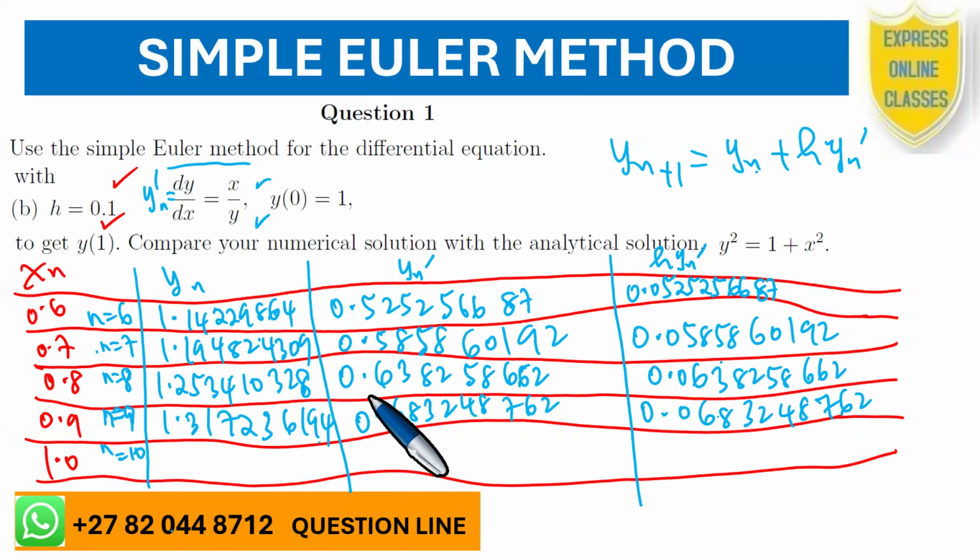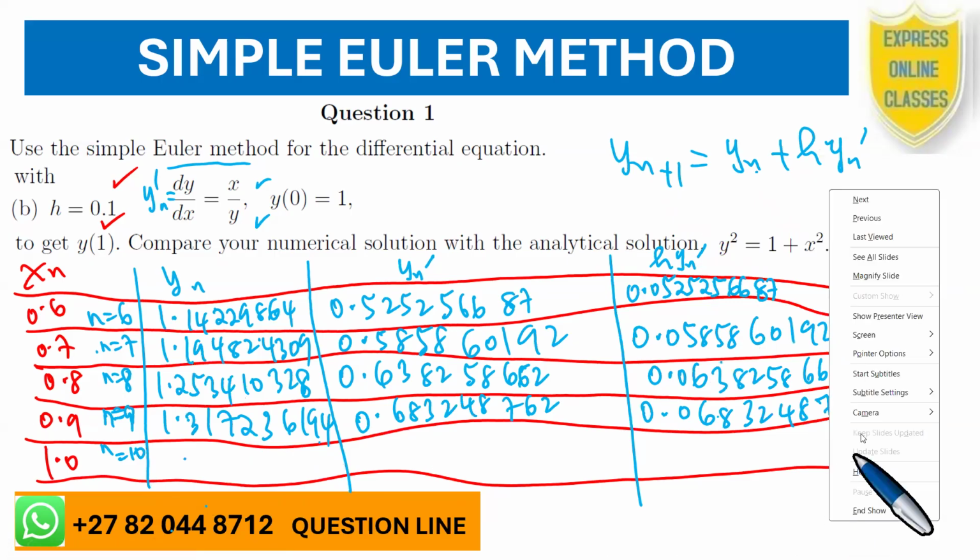Okay, we continue, please. We continue with this method. At 10, how do we get y10? We add y9, that is yn at 9, together with h times y9 primed. Because according to the simple Euler method, to get yn plus 1, the next y, we add yn together with h yn primed.